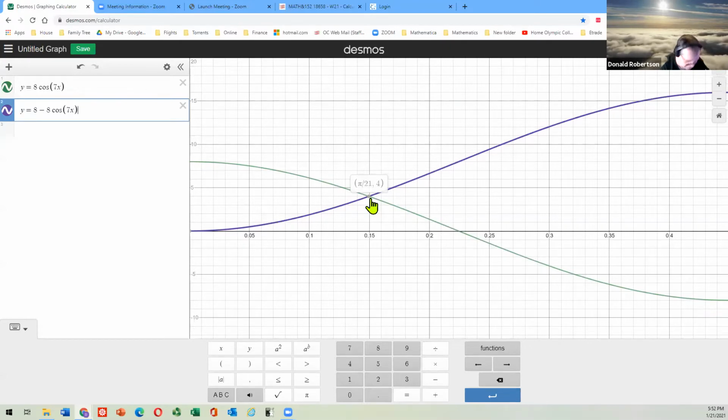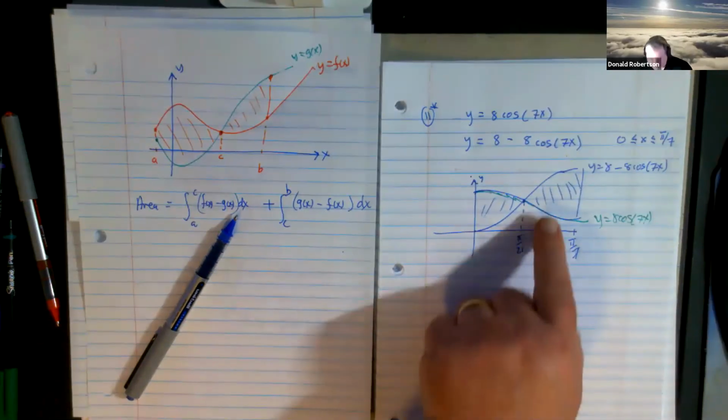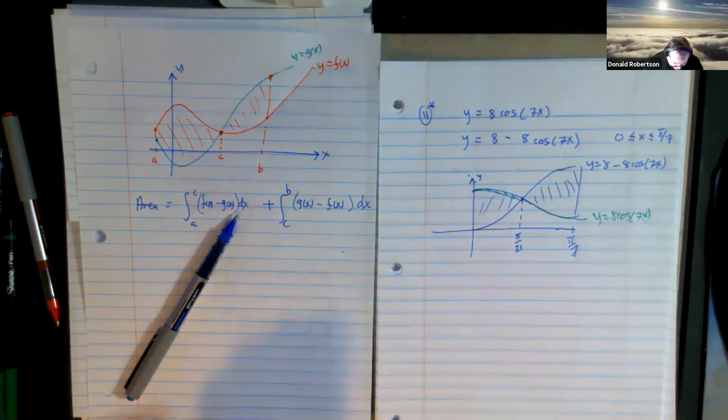And the green one, I guess I should make it green now. The green one, which is this one here, is 8 cosine 7x. And the other one is 8 take away 8 cosine 7x. Okay, so now I can forget about Desmos because everything I need is in my little sketch, which is this one. Right, that's my miniature version of what we have here.